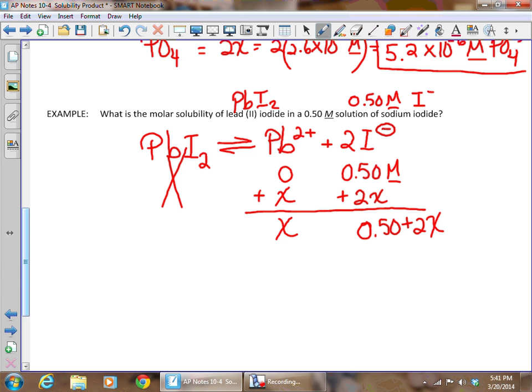As we write our equilibrium expression, we find that the Ksp for this is going to be the Pb2 plus ion times the I minus ion squared. We know that the Ksp, if we look up the Ksp for lead iodide, is 8.5 times 10 to the minus 9th.